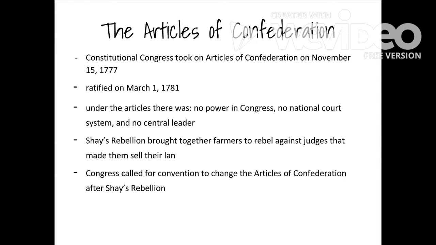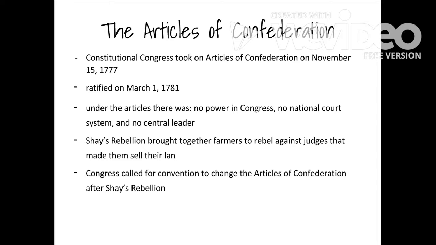The Articles of Confederation. When the Constitutional Congress was formed, the members soon realized that a form of government needed to be put into action for the country. On November 15, 1777, the Articles of Confederation became the first Constitution of the United States and was ratified on March 1, 1781. The Articles gave the states more power than Congress, which eventually showed to be a big problem.